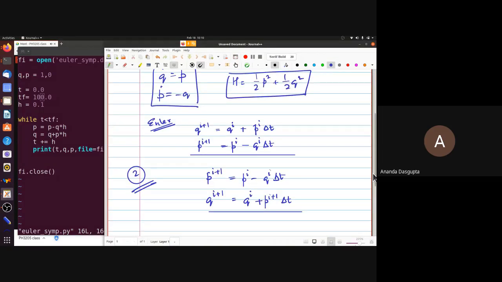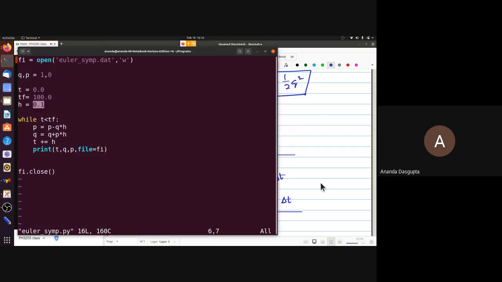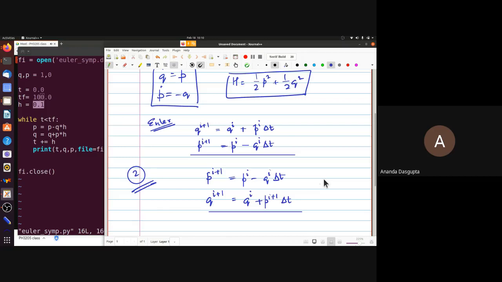But delta T is not infinitesimal. In fact, I've deliberately chosen a rather large value for delta T of 0.1, just to illustrate what's going to go on when you use these two pieces of code. But now, before I go any further, which one do you think would do a better job? The first one, the Euler, or this one?